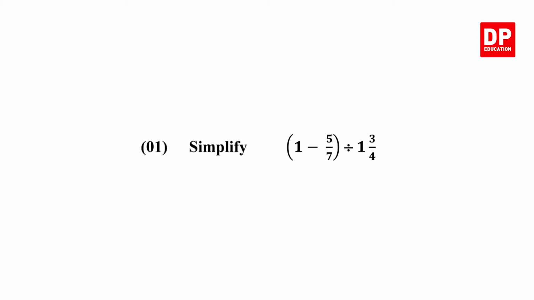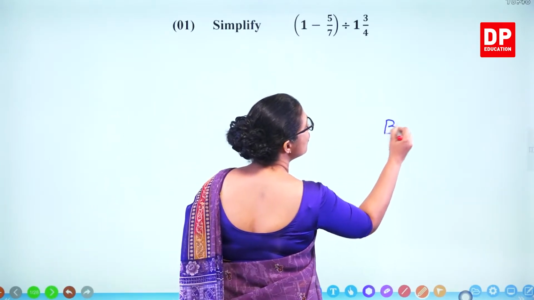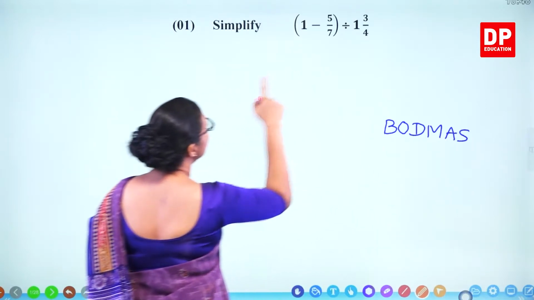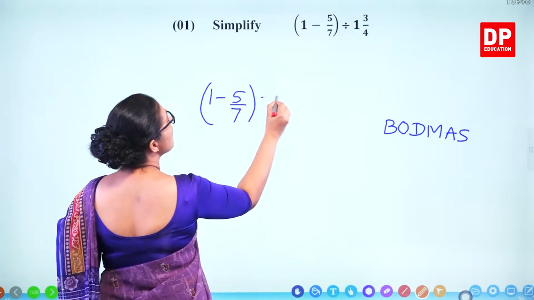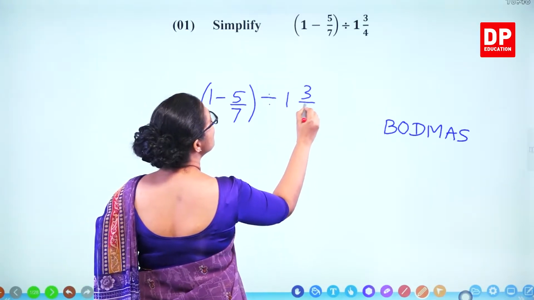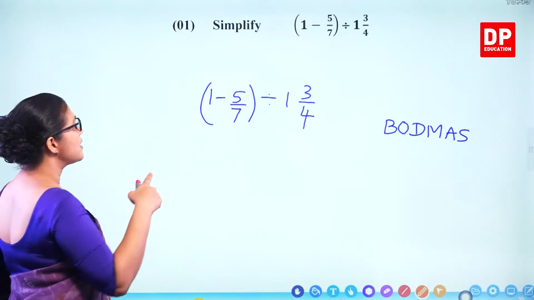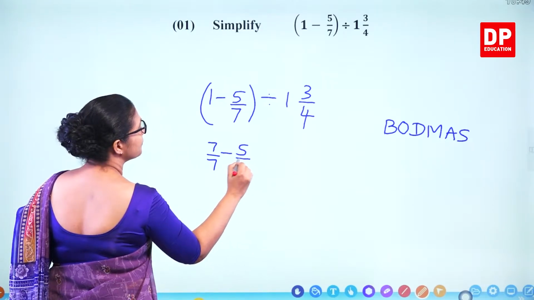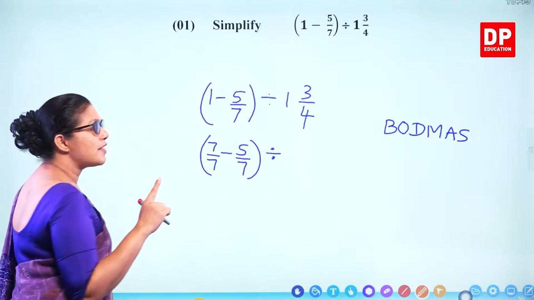Let's take question number 1. Simplify. According to BODMAS, you have to do brackets first. So 1 minus 5 over 7 divide by 1 and 3/4. First convert to the same denominator. I can write 7 over 7 as 1. Divide by 1 and 3/4.